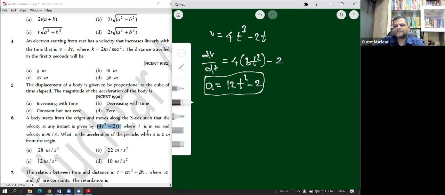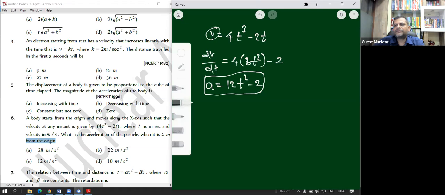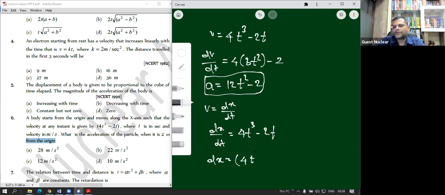Okay, but it is given that when it is 2 meter from origin, मतलब ये क्या दिया हुआ है? ये डिस्प्लेसमेंट दिया हुआ है, मतलब x कोऑर्डिनेट उसका दिया हुआ है. अभी x कोऑर्डिनेट निकालने के लिए हमको ये v को एक्सप्रेस करना पड़ेगा v is equal to dx by dt, and then we'll have to replace it here and get dx by dt is equal to 4t cube minus 2t. So that this dt can be taken to that side, so as to get dx is equal to 4t cube minus 2t into dt. Correct है? And then we will have to integrate this here.